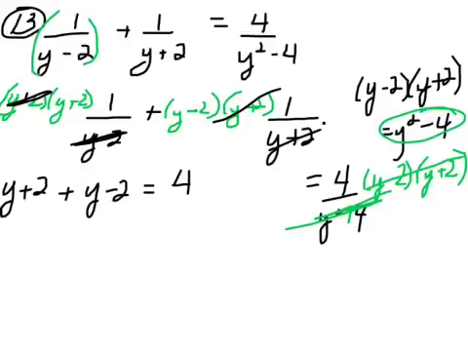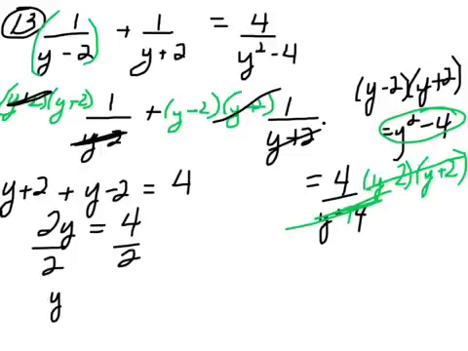2 minus 2 is 0. y plus y is 2y, and I get 2y is equal to 4. And if I divide both sides by 2, I get y equal 2.